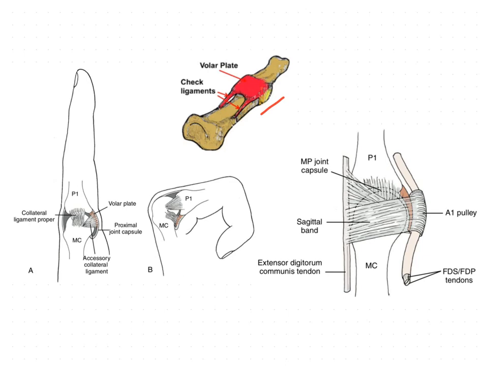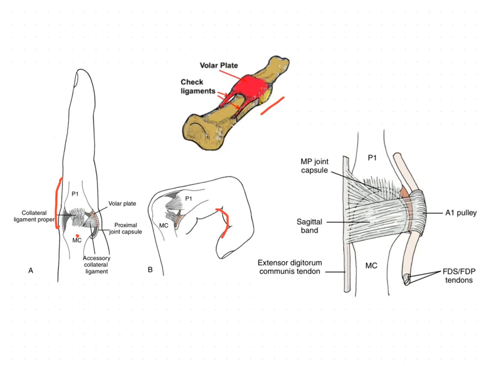So here you can see the collateral ligaments. These are the ligaments on one side. Okay, and now we will see the volar plate function. The volar plate of each metacarpophalangeal joint is a unique structure that increases the joint congruence. It also provides stability to the metacarpophalangeal joint by limiting hyperextension, and therefore provides indirect support to the longitudinal arch.